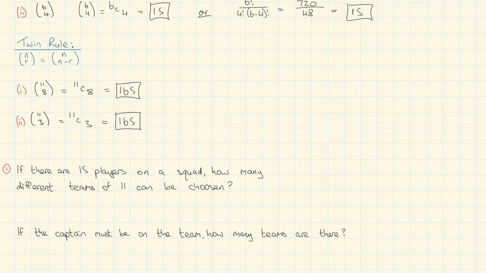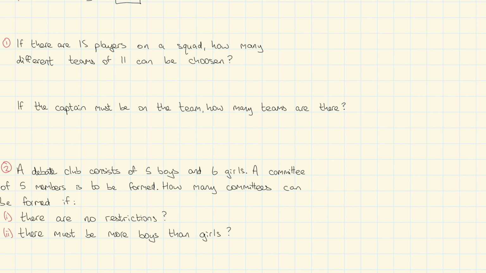Okay, so we'll look at some examples now. Part 1 says if there are 15 players on a squad, how many different teams of 11 can be chosen? So we have 15 choose 11. Into our calculators, we get back 1,365 teams.